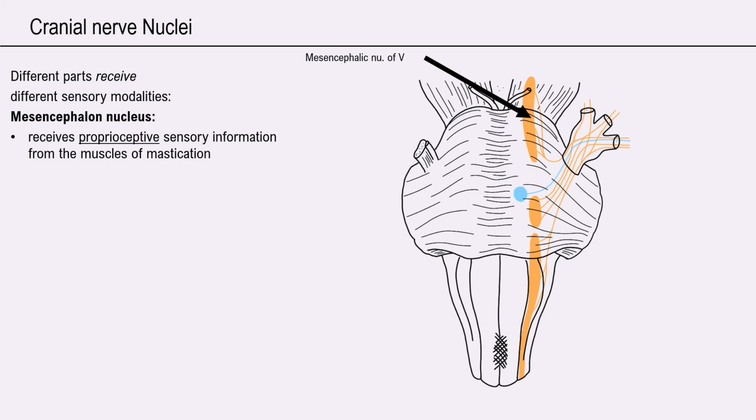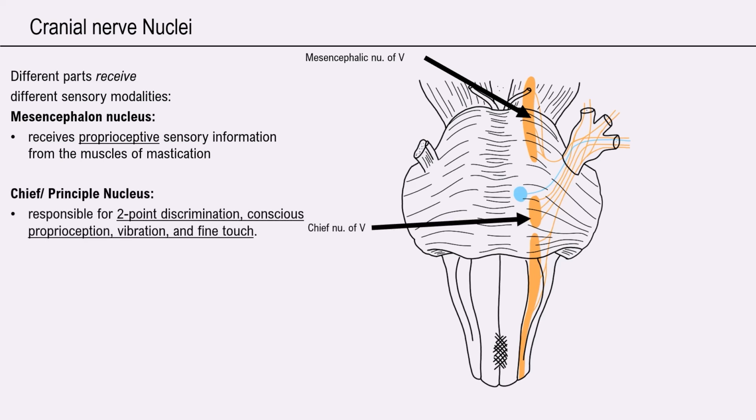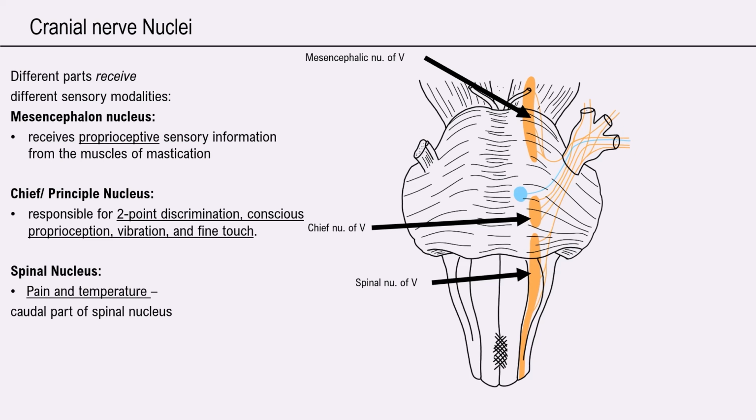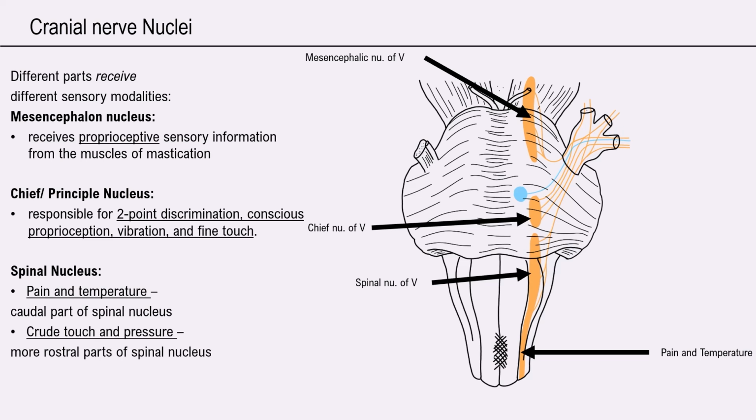The chief or principal nucleus is the one that receives more complex sensory information, such as vibration or fine touch and two-point discrimination. The spinal nucleus of the trigeminal nerve is the one that we want today. This is the one that transmits pain and crude touch or temperature. It is divided into two parts. The pain and temperature is located more caudally, so lower in the medulla, and crude touch and pressure is located higher up in the medulla. These are the regions that we will focus on in this video.